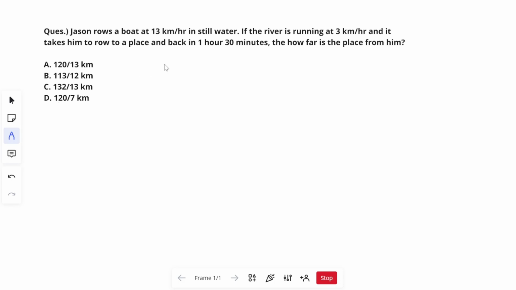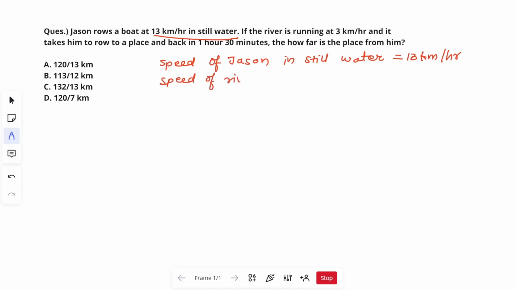First of all, let us note down the data that is given to us. Initially, what is given is the speed of Jason in still water. It is given as 13 km per hour, right? If you see in statement number 1, Jason rows a boat at 13 km per hour in still water. This was the data given to us. Next data that is given to us is the speed of the river current. The current speed of the river is 3 kilometers per hour.